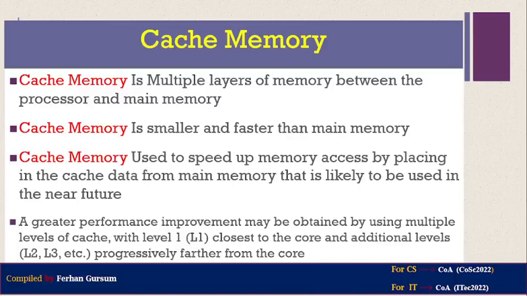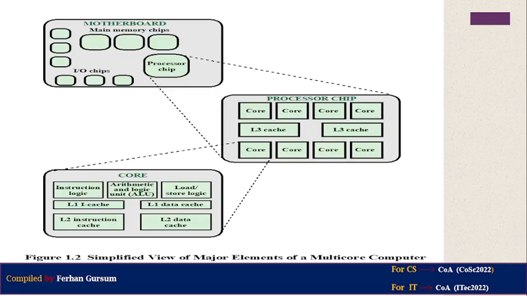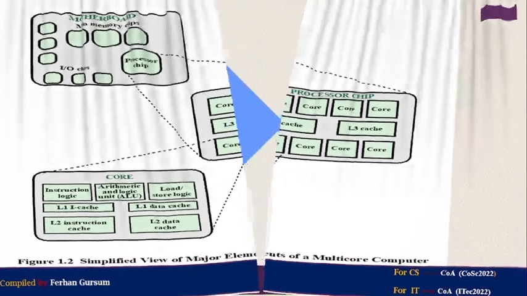A greater performance improvement may be obtained by using multiple levels of cache, with level 1, L1, closest to the core and additional levels, L2, L3, progressively further from the core. As levels increase, computer performance increases. Okay, we will see others in class. Thank you.